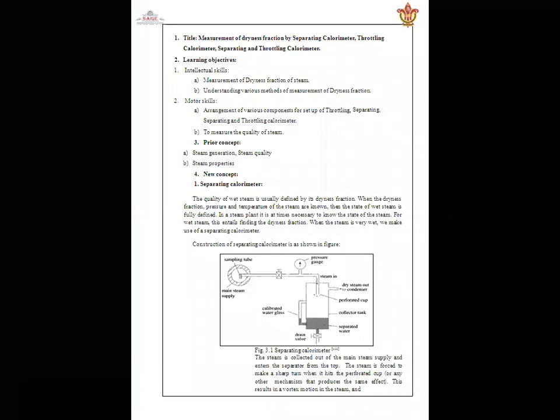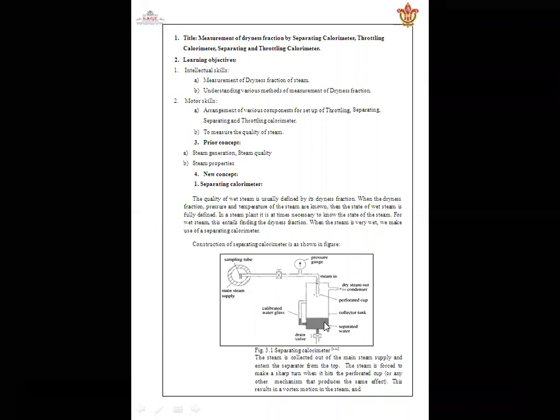This is the first type of calorimeter, the separating calorimeter, already discussed, in which the separator has a sampling pipe that is used for the supply of the steam. It is controlled with the help of this valve, and the pressure gauge is installed here. The pressure of the steam will be measured from this device. Steam enters this calorimeter, where the steam is separated through the perforated cup.